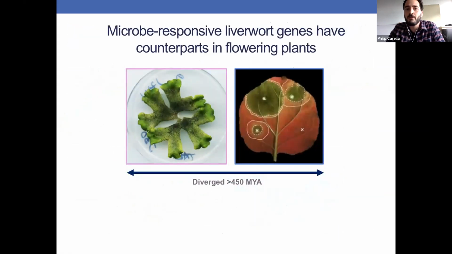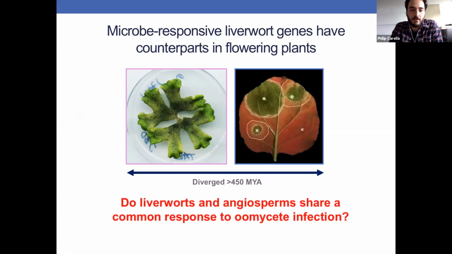And we looked at a number of other gene families typical of plant microbe interactions, and what we could see was these microbe-responsive liverwort genes in Marchantia typically have a counterpart in flowering plants. So these genes are likely conserved across all land plants. But the real question was whether during infection with Phytophthora palmivora, liverworts and angiosperms would share a common response. So are they inducing the same sets of genes?